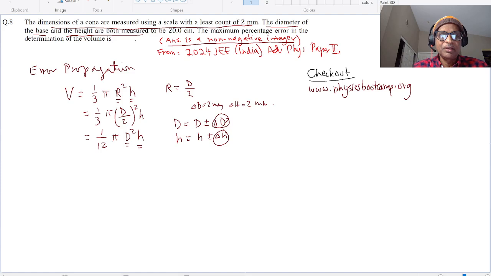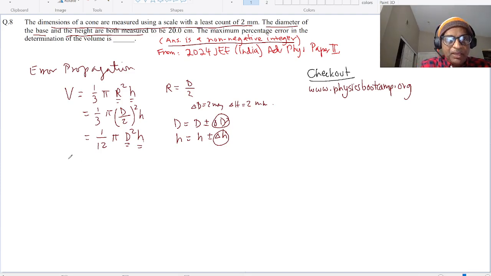But these are measured in centimeter. So we'll see. We don't need to really convert units because it is a percentage error, so units should cancel out in the end. But we have to be careful when you're doing units, okay?